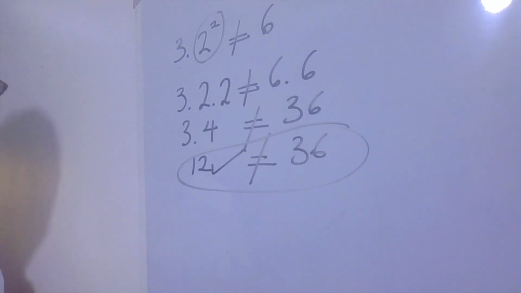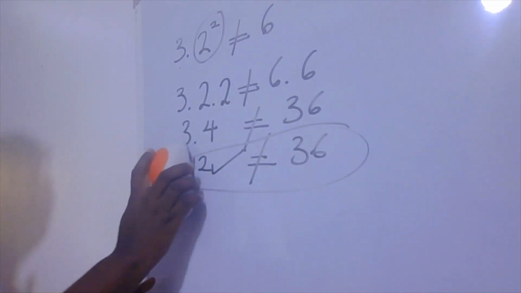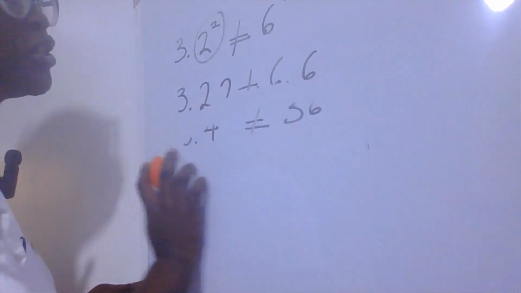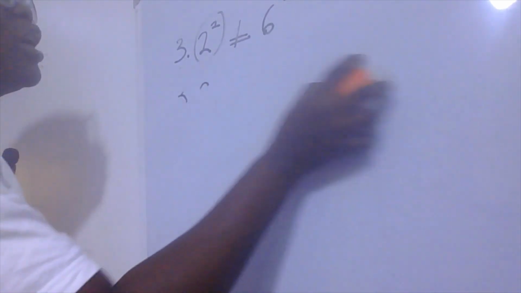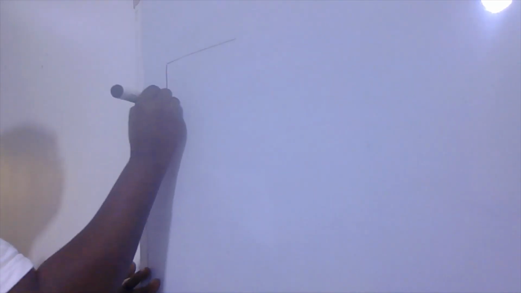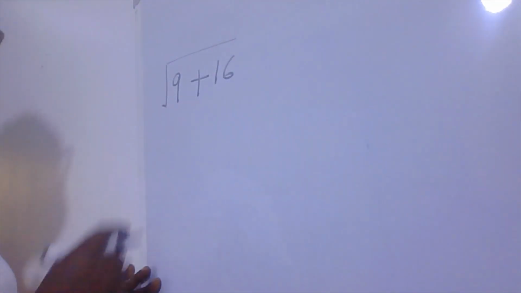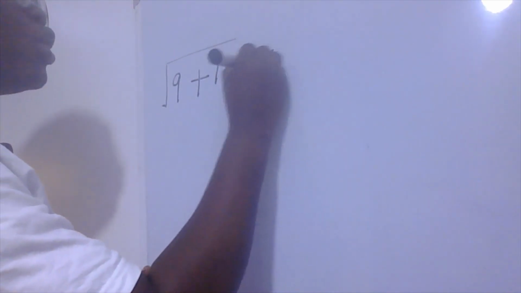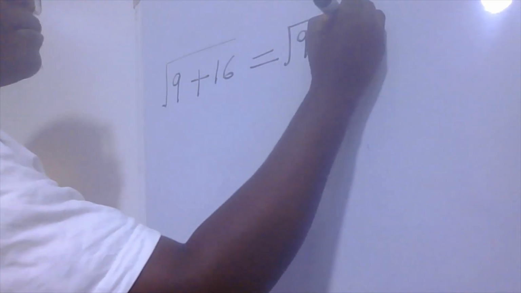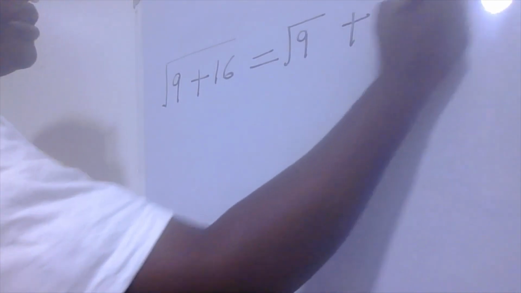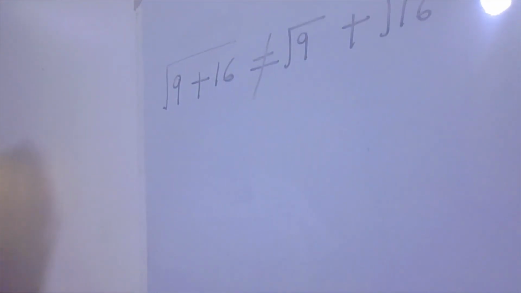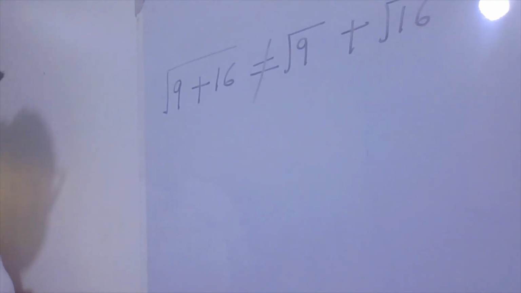Great. Now let's move to another misconception in maths that most students always mix up. If care is not taken, if they mix it up, they might get the answer wrong. We have another one. If you're given the square root of 9 plus 16, did you know that the square root of 9 plus 16 is not equals to root 9 plus root 16? It's not equals to that. Did you know? We are going to prove that too.